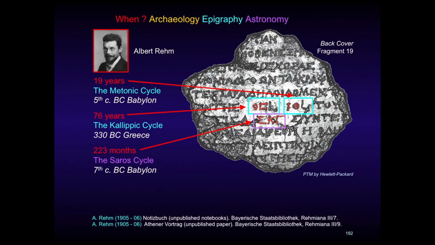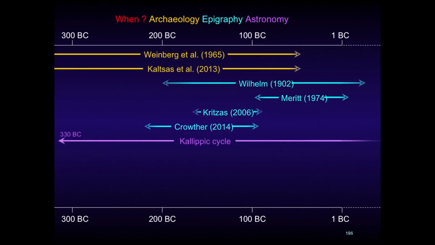But we'd still like a firmer date, and some information comes out of the astronomy. Remember Rem's cycles that he identified in this fragment? Well, the latest of these is the Calippic cycle, launched on a very specific date in 330 BC. So this gives us a terminus postquem for the mechanism in 330 BC. Let me add that to my timeline. There it is. Not a huge advance here.